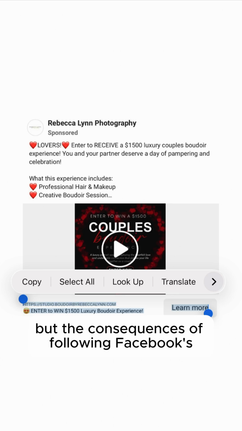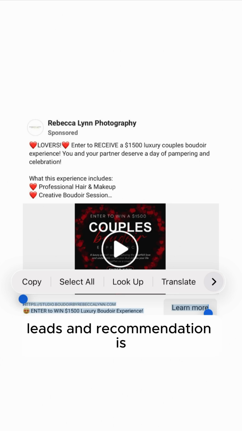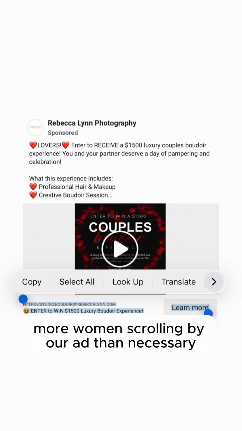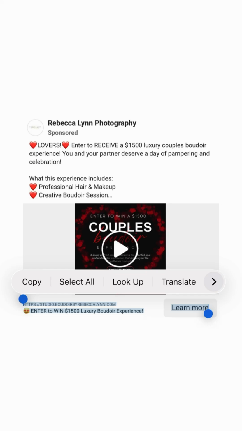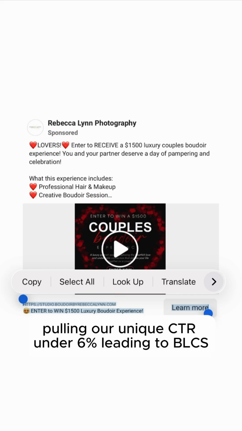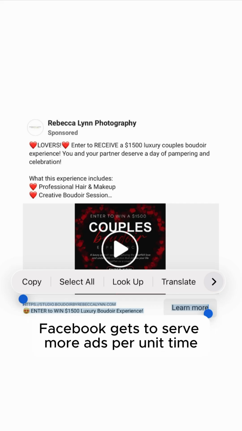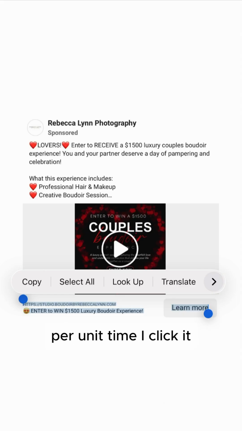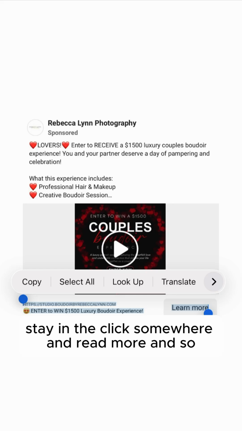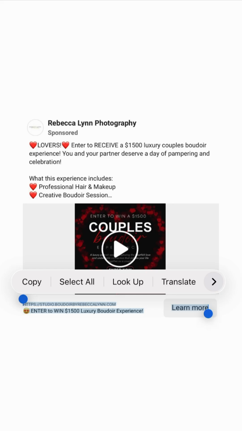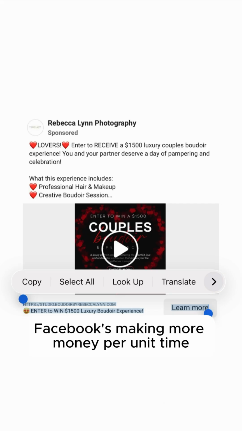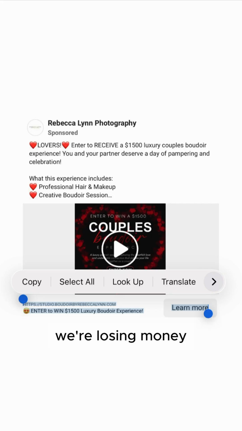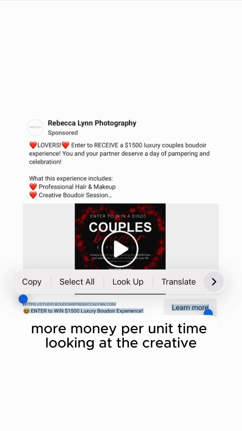But the consequence of following Facebook's leads and recommendations is more women scrolling by our ad than necessary, pulling our unique CTR under 6%, leading to BLCS. And on the flip side, Facebook gets to serve more ads per unit time because more women are scrolling by our ads per unit time, not staying to click somewhere and read more. And so Facebook's making more money per unit time. We're losing more money per unit time.